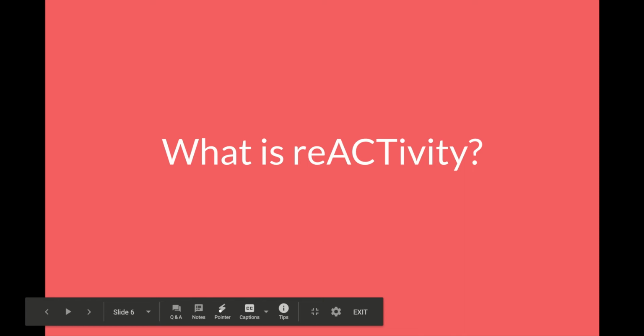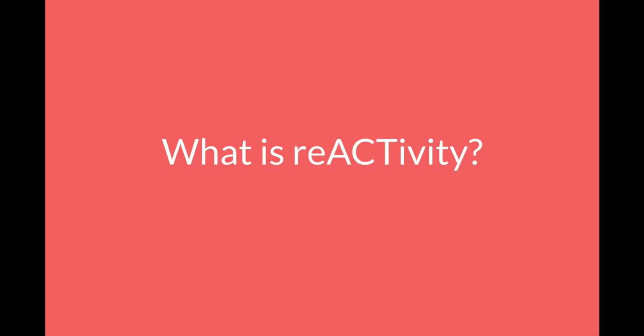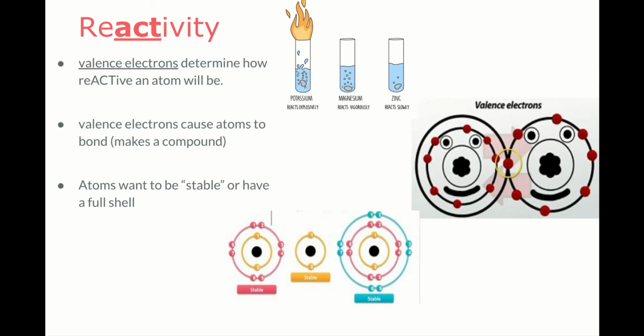Okay, so what is reactivity? If you look at the word that answers in there, and I kind of capped it for you, it's how an atom's going to act. So reactivity is caused by valence electrons, and those valence electrons are going to determine how reactive an atom will be. So we have some atoms like potassium who are going to react explosively.